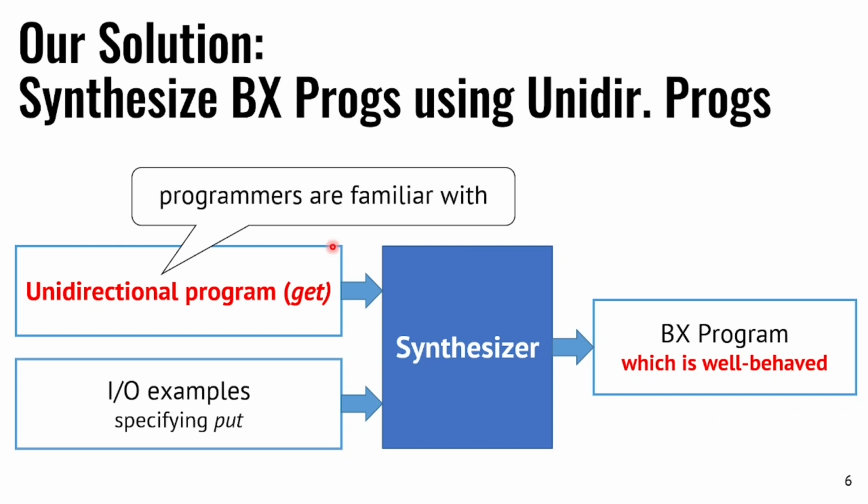Programmers are familiar with writing unidirectional programs, so we decided to use the unidirectional get as our input. It should help synthesis tasks in some way. And since this get is not always bijective, there are many choices for its backward behavior. So, IO examples are needed to specify the backward behavior. And the output program must be well-behaved. To ensure the well-behavedness, we use a BX language as a synthesis target.